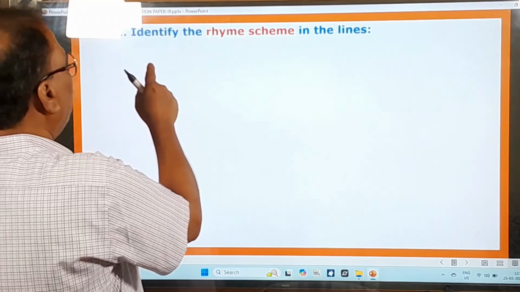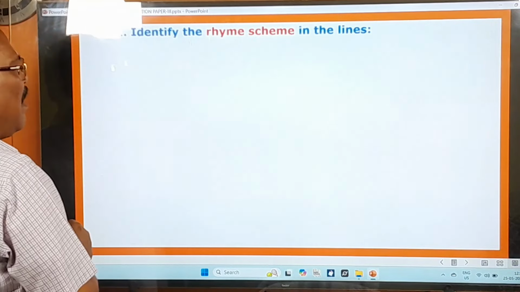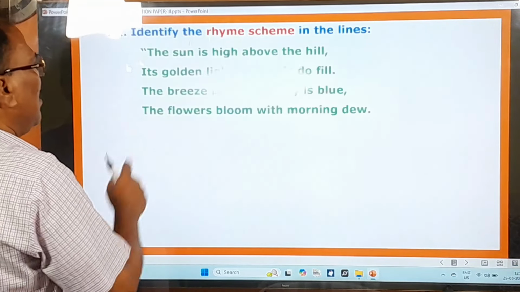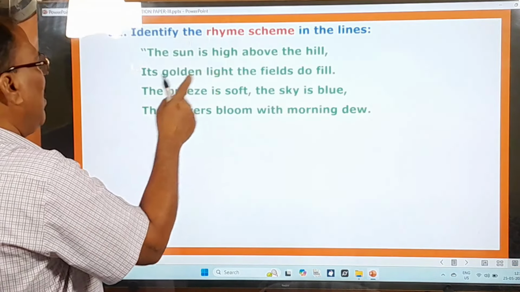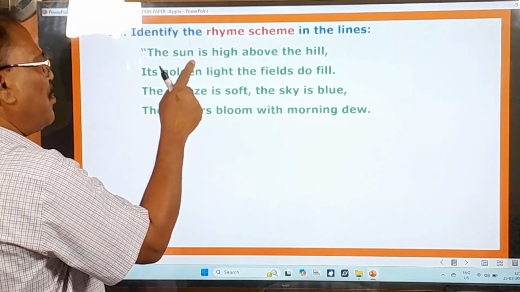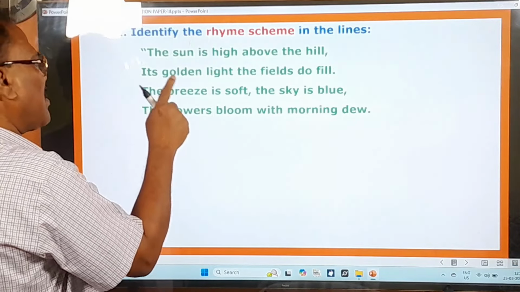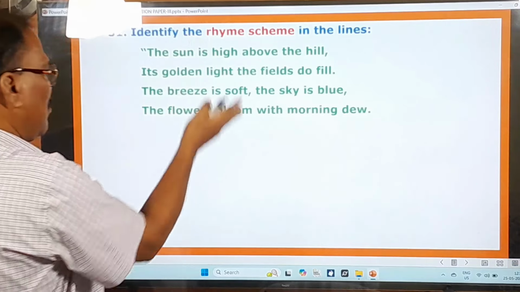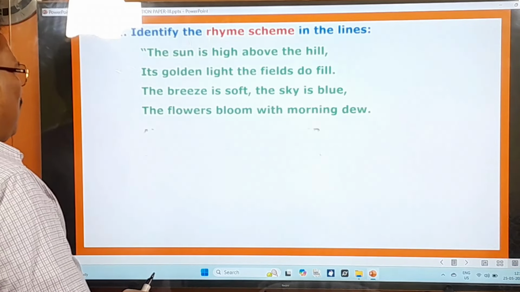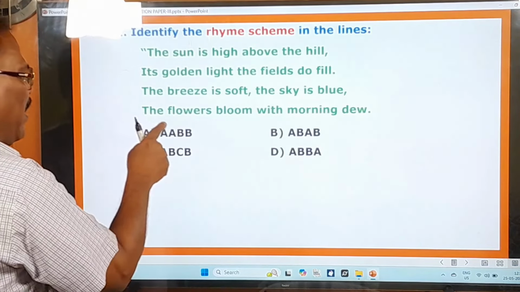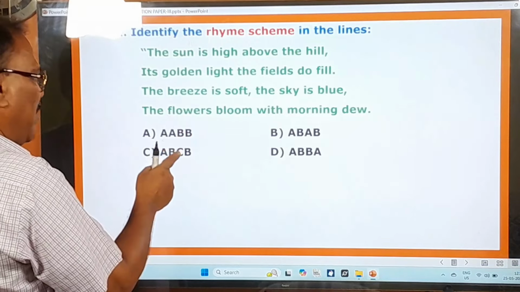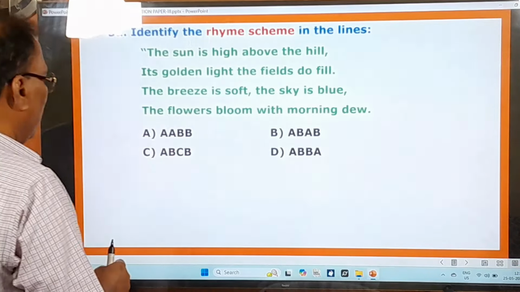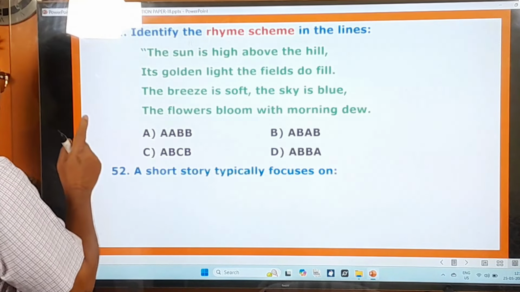51st question, identify the rhyme scheme in the lines. The sun is high above the hill, its golden light the fields do fill, the breeze is soft, the sky is blue, the flowers bloom with morning dew. So these are the lines given, and now what are the options given? A, B, B, A; B, A, B, A; B, C, B, A; B, B, A. Go to the next question.